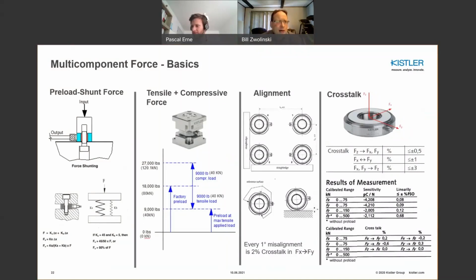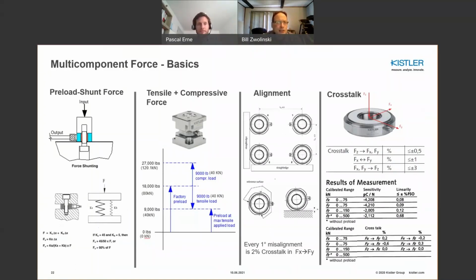You see, preloading also acts as a force shunt. Because it's in parallel with the sensor itself, it will take up some force, somewhere between say 5 and 10%. So your actual sensitivity under preload is lower, which is very much expected by virtue of the stiffness of the bolt versus the stiffness of the sensor.